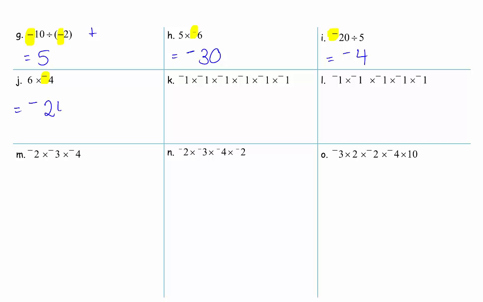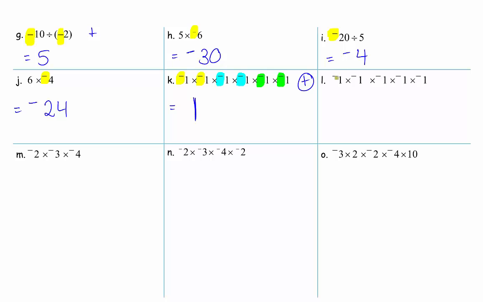6 4s are 24. Now here's that trick where I said to you, even number of negatives is positive, odd number of negatives is going to be negative. And what I mean by that is they pair up. So those two negatives will pair up to make positive. Those two negatives pair up to make positive. Those two negatives pair up to be positive. So my answer when I have an even number of negatives, in this case I have 6 of them, it's going to be positive. 1 times 1 times 1 is 1. So my answer is 1.